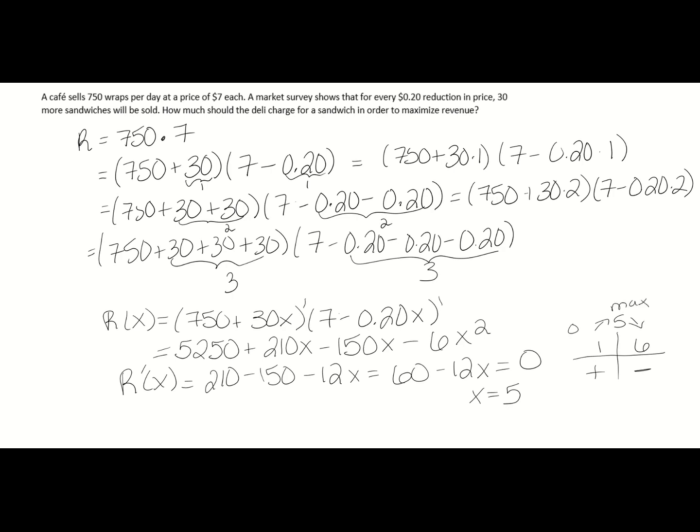But it did ask you, how much should the deli charge? So 5 was the amount of 20 cents reductions I was doing. So if I'm doing 5 20 cents reductions from 7, I'll have 7 minus 0.20 times 5. But 5 20 cents is $1. So I have 7 minus 1. So I'm going to be selling my wraps for $6 a piece.